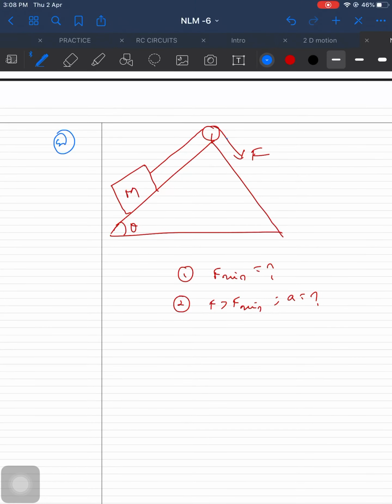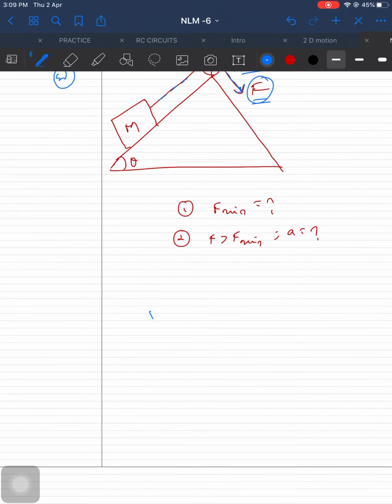What is a? There is no other block in this direction. The rope is pulled with the force F. What is the tension in the rope? Tension is equal to force, because whatever force is here should be the same throughout the rope. The rope doesn't have any acceleration.